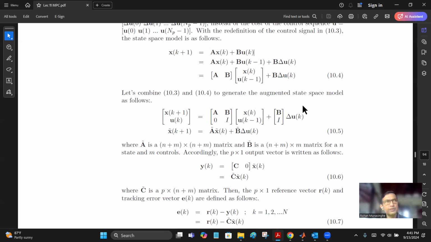If you think of the actual system like this, the control signal you have given earlier, u_{k-1}, is part of the state now. And whatever additional amount on top of that is actually the control signal, the adjustment. Okay, right.